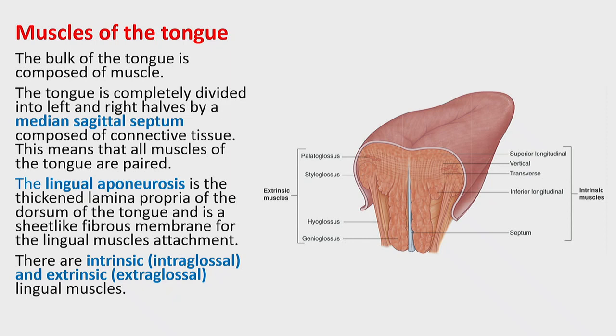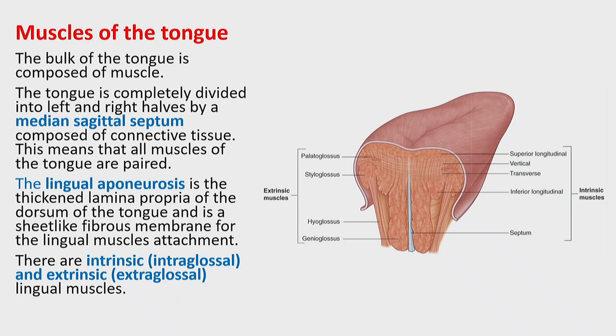A very important part of the tongue, as we mentioned in the beginning, is that it is a muscular structure. The muscles of the tongue we divide into intrinsic, or intraglossal, which means they originate from the tongue and insert into the tongue. Yes, origin and insertion are both in the tongue. And extrinsic, or extraglossal, muscles originate outside of the tongue, from some bony structure around the tongue, and they are inserted into the tongue.